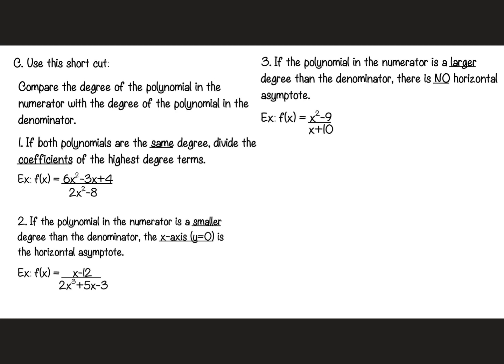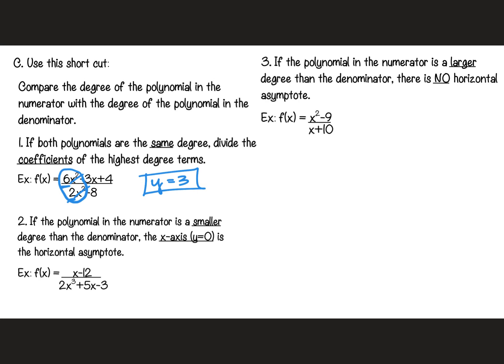So the shortcut is defined by comparing the degree of the polynomial in the numerator with the degree of the polynomial in the denominator. And so here for this first example, if both polynomials are the same degree, divide the coefficients of the highest degree term. So you are looking at just those first two. And so the idea here being that if I were to divide these, the x squareds cancel. 6 divided by 2 would just be 3, and so this would be y equals 3. And the reason this happens is if I were to build the table and the x's become really, really big or really, really small, it's those leading coefficients that will sort of stay.